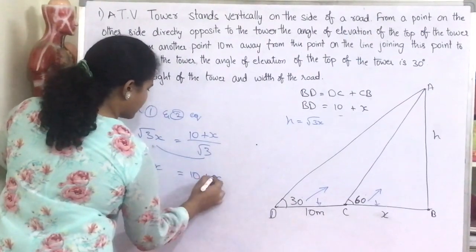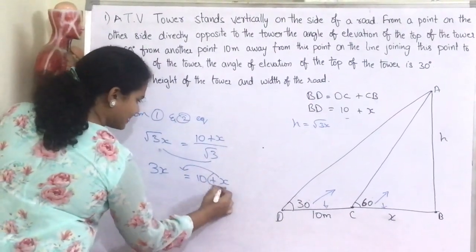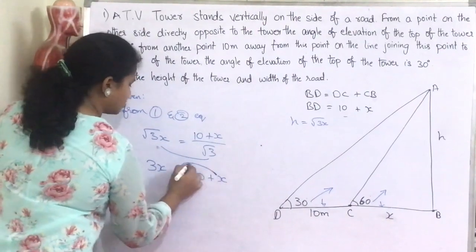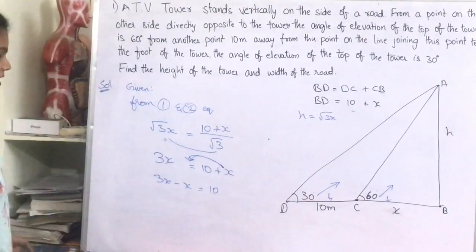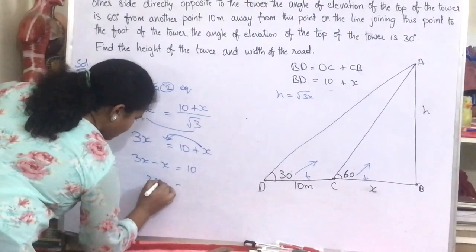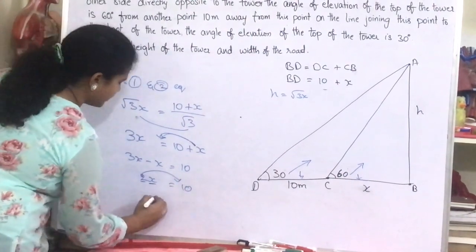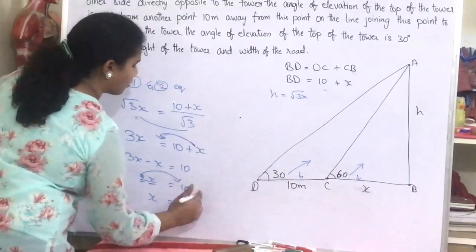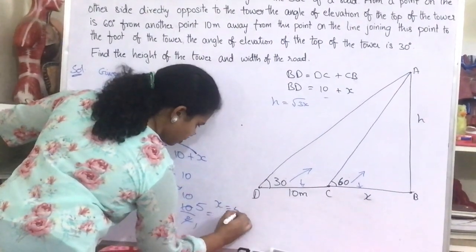So just take this x to the other side. This plus x turns into minus x, and I can write 3x minus x equals 10. So 3x minus x gives 2x, where 2x equals 10. I need the value of x. Just take the 2 to the other side. This becomes x equals 10 by 2, where 2 fives are 10. At last, x equals 5.